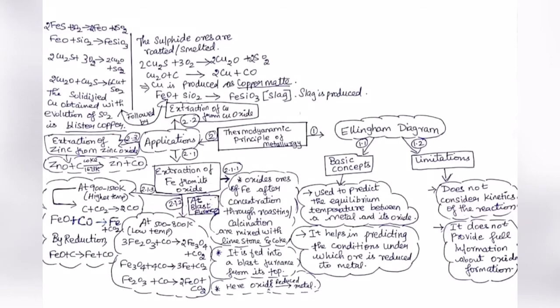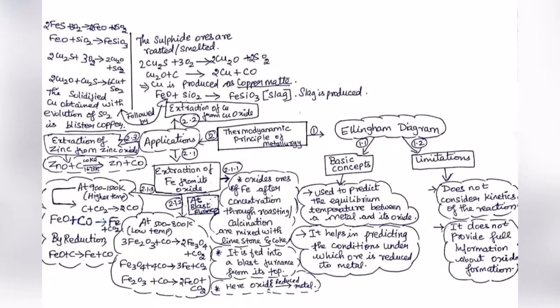Now let us move to the applications. First one is extraction of iron from its oxide. This is done in the blast furnace. At low temperature, 500 to 800 Kelvin, Fe2O3 plus CO gives Fe3O4 plus CO2. On balancing we get 3 Fe2O3 plus CO gives 2 Fe3O4 plus CO2.